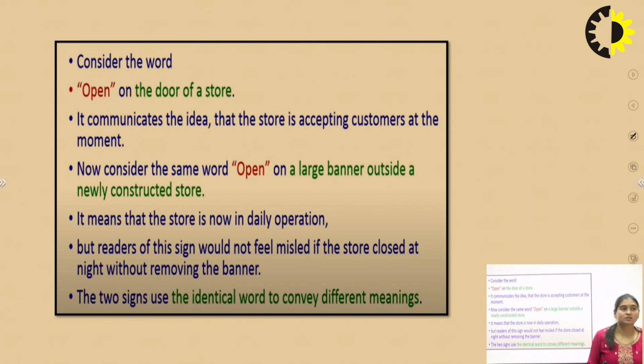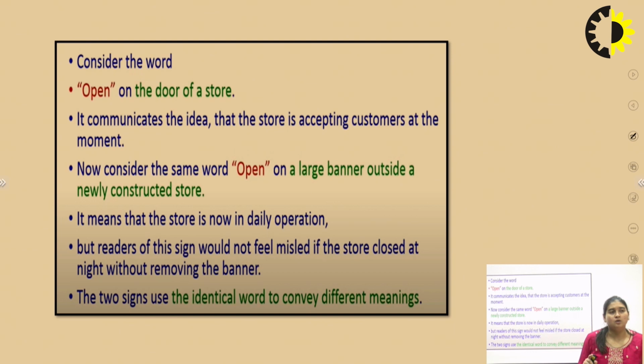For example, if we consider the word open, this is the first sentence, as you can see here: open on the door of a store. It communicates the idea that the store is accepting customers at that particular moment. So it's an example of a particular word, open, used in two different sentences, but it conveys different meanings. Now consider the same word open, but in another sequence of words.